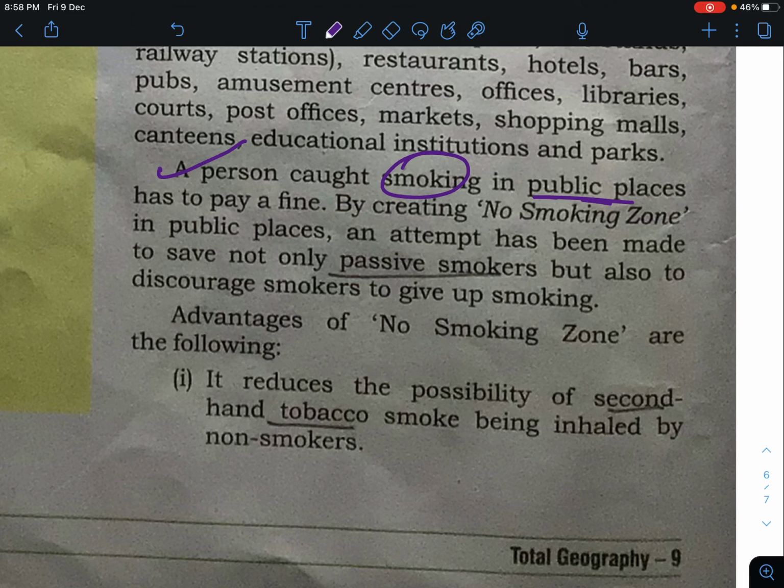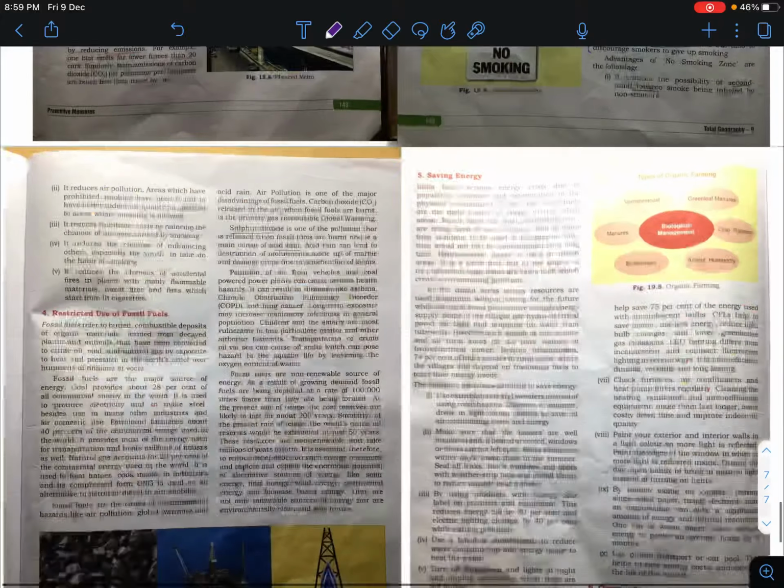Now, what is the advantage of having or printing a no smoking zone? The first point is that it is going to save the passive smoker, and the second is that it is going to discourage the active smoker. First, it reduces the possibility of second-hand tobacco smoke being inhaled by the non-smoker.